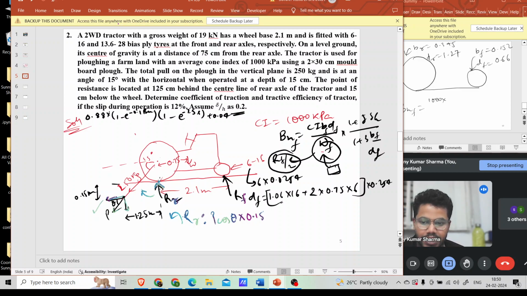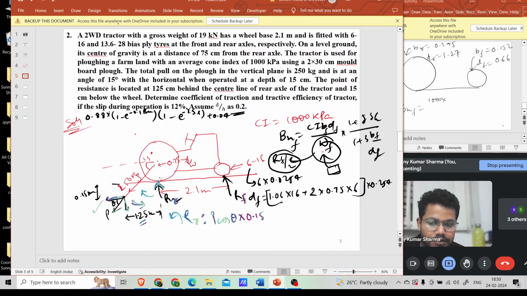This P sin theta at an arm of 1.25 meter is giving what type of moment, counter-clockwise or clockwise, about RR? P sin theta is acting downward at this distance, so it is acting in anti-clockwise direction. Is it clear?